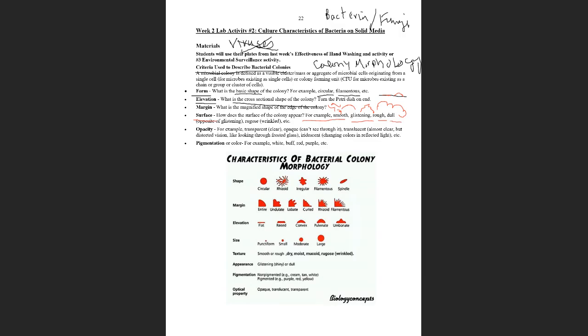Is it rough, dull? Or sometimes there are bacteria whose colony surface is very wrinkled. These characteristics can help us identify which bacteria this might be. The other thing we look for is the optical properties or opacity of the colony, which means, is the colony clear, see-through? Is it opaque? Or translucent, which means clear or see-through.